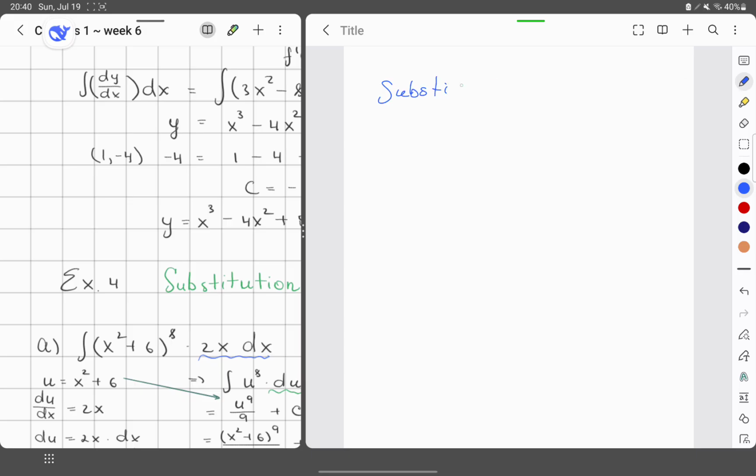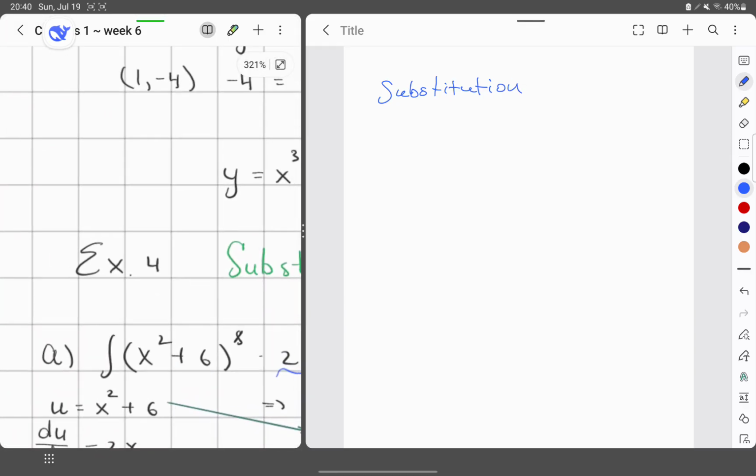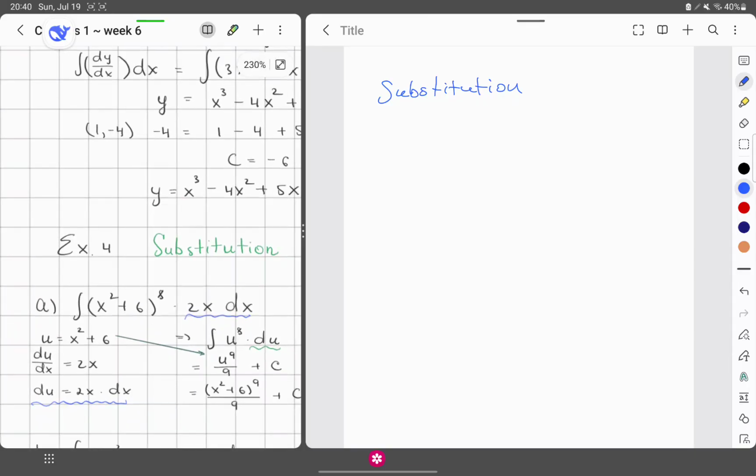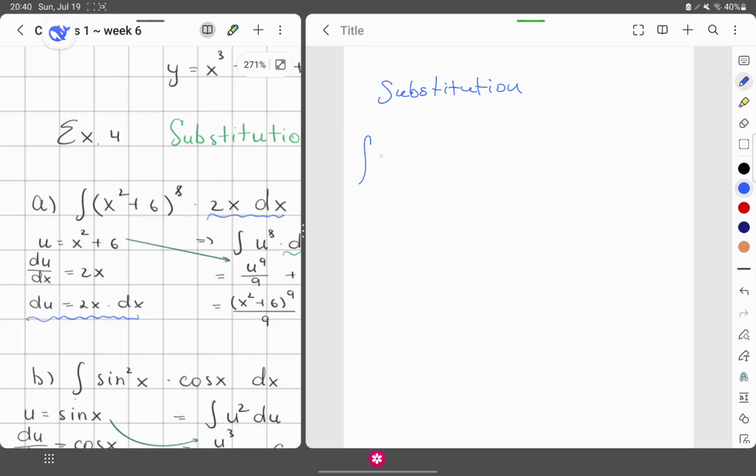Substitution. I don't know how to say that. It's really hard. But let's see. Okay, we have integral x squared plus 6 to the power of 8, okay, times 2x dx.